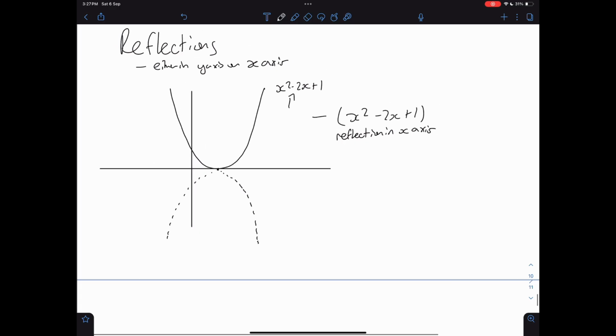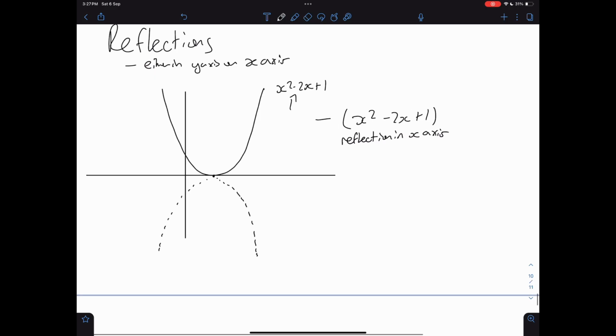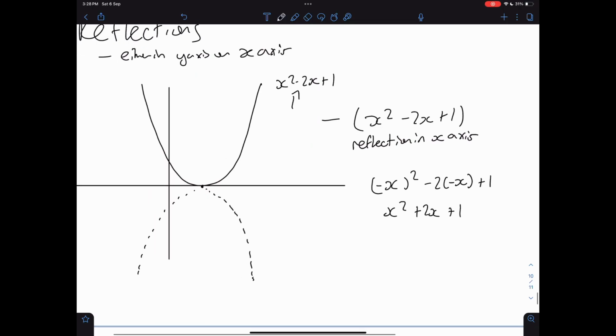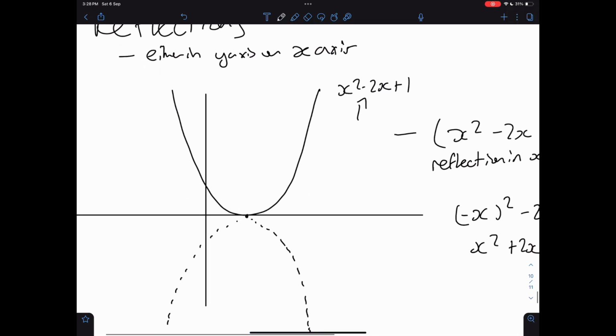Don't get confused. It is a vertical flip, but it's reflection in the x-axis, and that's what you need to use. But what if we only did, putting in brackets, only did the x values? Well, you'd end up with this if you expanded. But more importantly, just think about what you're doing.